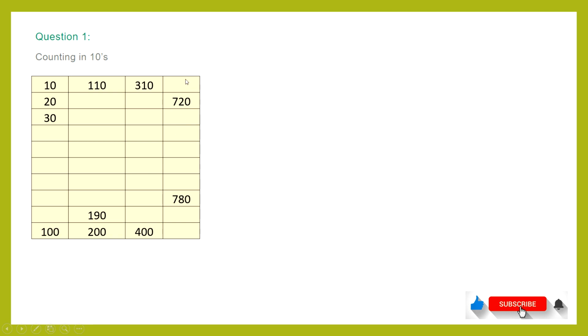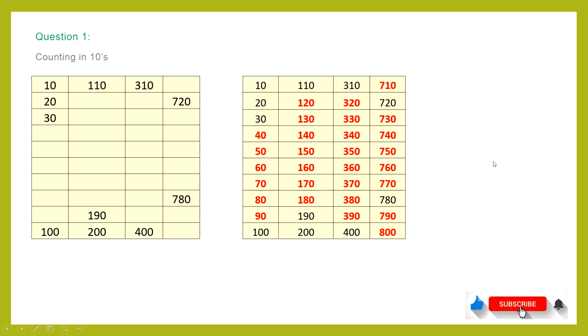Here 720 is given, so we need to figure out the number before 720. So we need to subtract 10. If you observe 10, 10, 10, then we are getting 20. So after 10 we get 20, after 110 we get 120, after 310 we will get 320. So we are counting a gap of 10. So before 720 we will get 710. That's how you need to fill this table, and here is the complete table, with the numbers highlighted in red. Those numbers highlighted in red are the ones missing from the table on the left side.